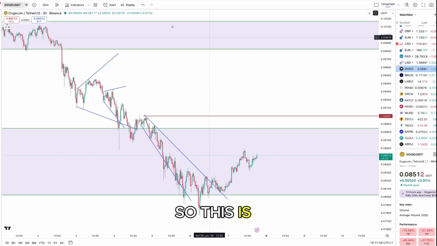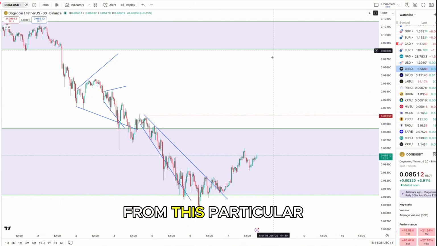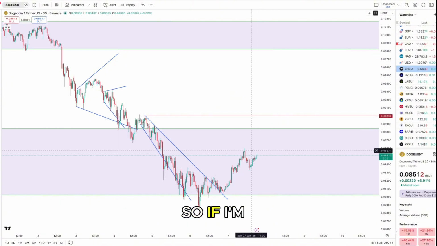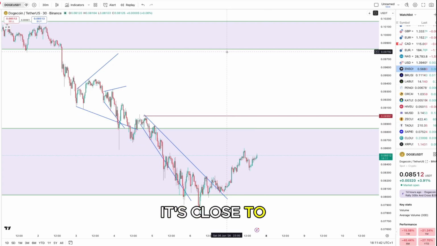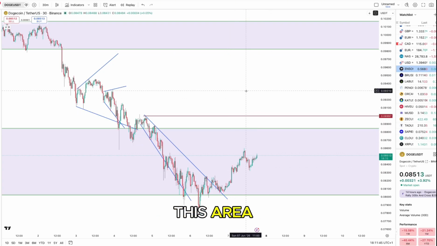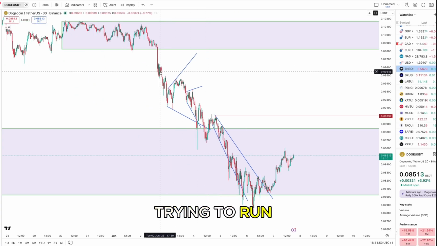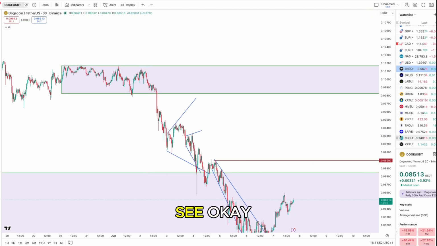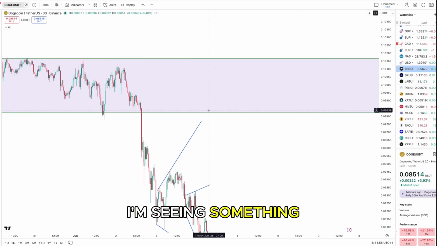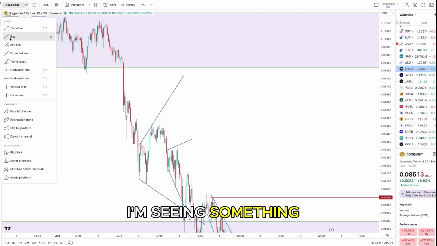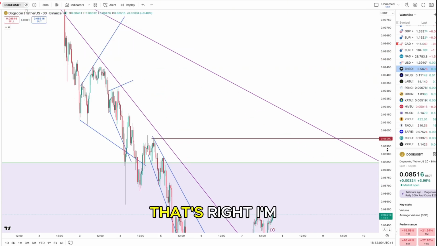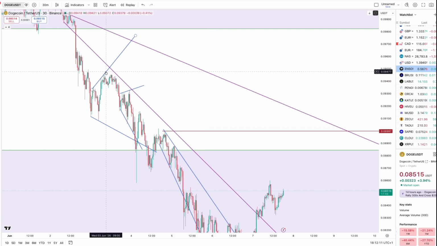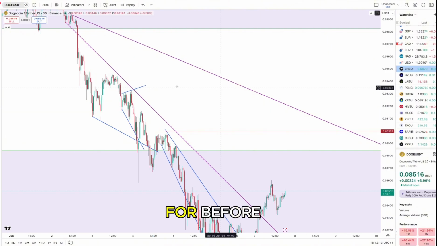So this is my other block, which is far from this particular area. So if I'm using this chart pattern to trade, it's either close to this area, or when it's not close to this area, the trade becomes high risk. Okay, let me see, I'm seeing something at this zone. Okay, yeah, that's right. I got something clearer than whatever I was looking for before.